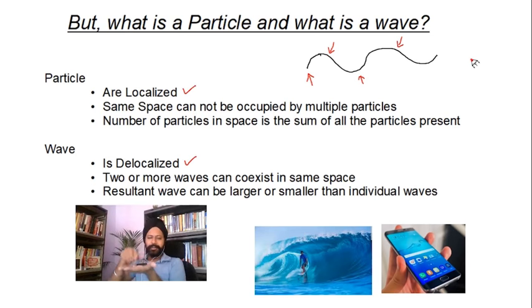Now, when this thing occupies this space, another thing cannot occupy the same space. You can put it on top of it, but then the z coordinate or y coordinate has changed. So the same space cannot be occupied by multiple particles. Whereas two or more waves can coexist in the same space, and we know that when they do, they interfere, either constructively or destructively. So the resultant wave can be larger or smaller than the individual waves, depending on how they interfere. But the number of particles in a space, let me define the space as the palm of my hand.